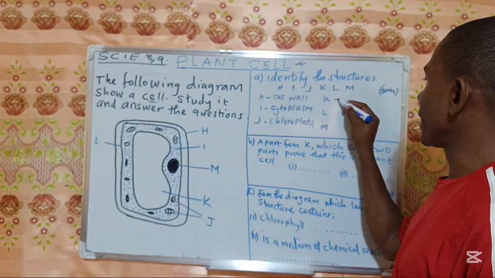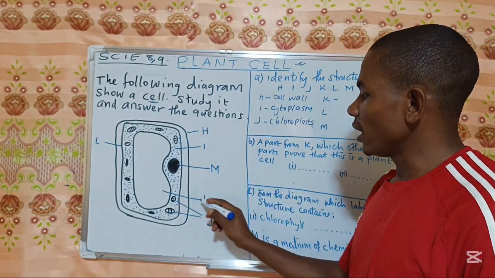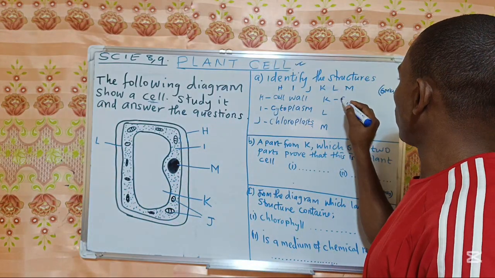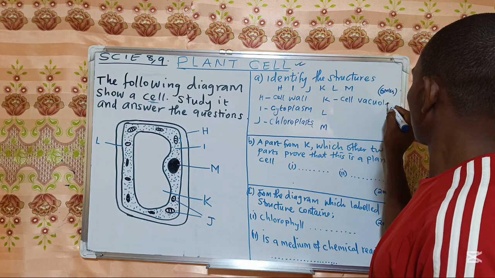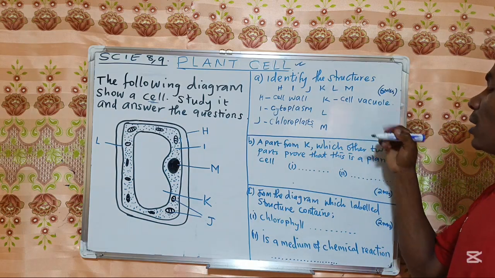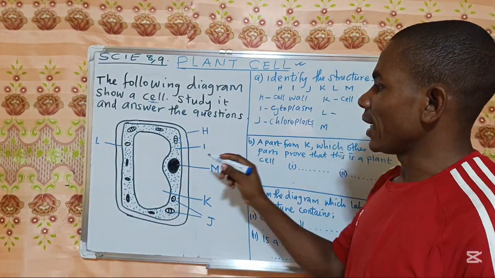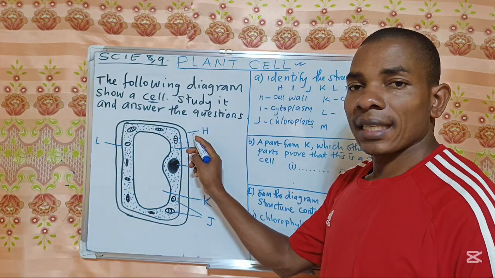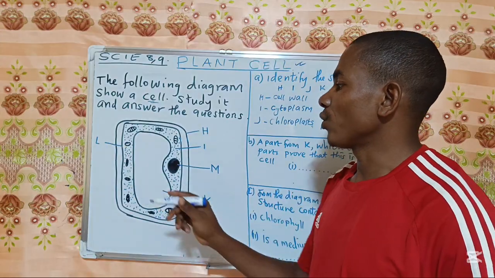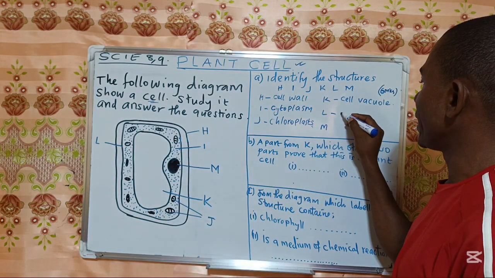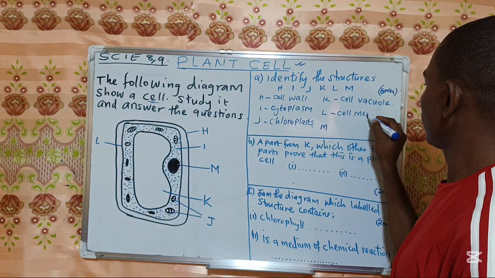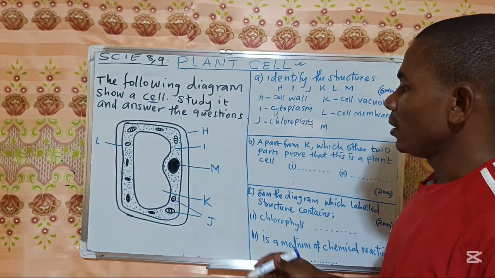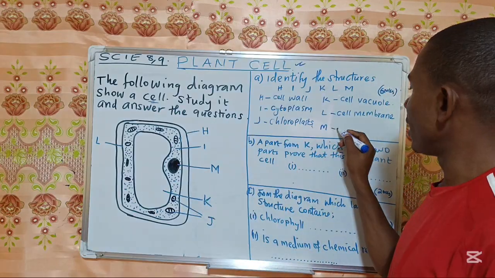So we have part labeled K. Where is K? The part labeled K here is called cell vacuole. Then we have part labeled L. We have the external layer and the inner layer. The inner layer is called cell membrane. Now we have this part here labeled M.